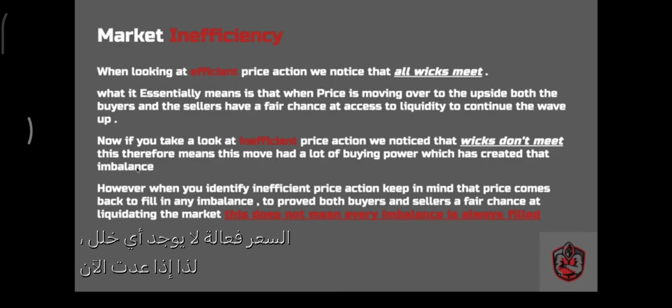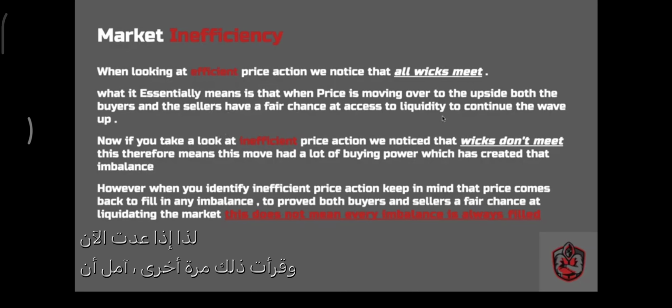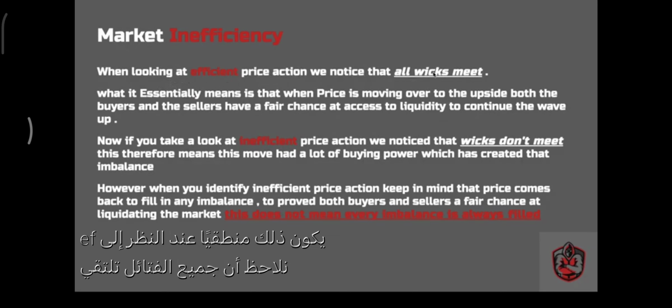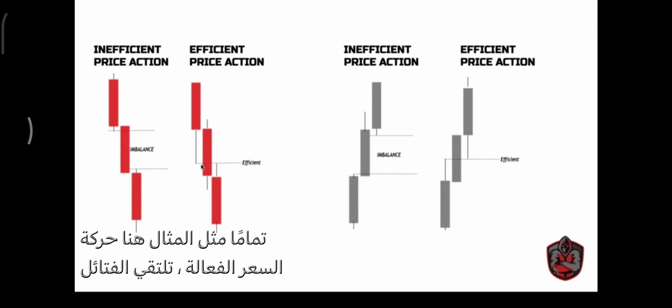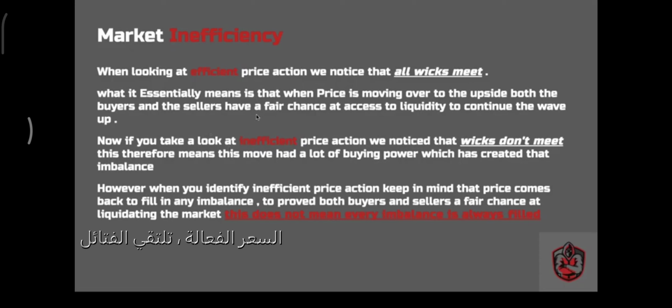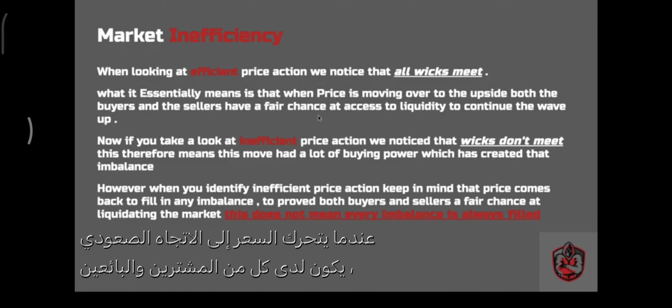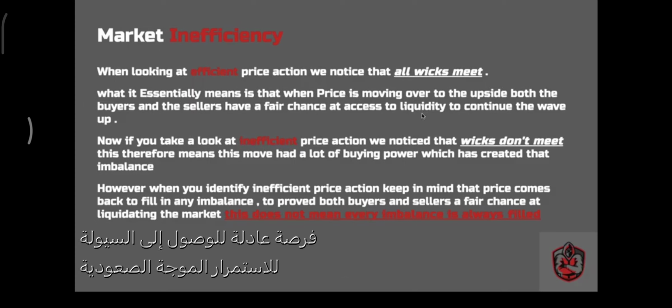So now if I go back and I read over it again, I hope it makes sense. So when looking at efficient price action, we notice that all wicks meet. Just like the example here, efficient price action, the wicks meet, right? Now what that essentially means is that when price is moving over to the upside, both buyers and sellers have a fair chance at access to liquidity to continue the wave up.